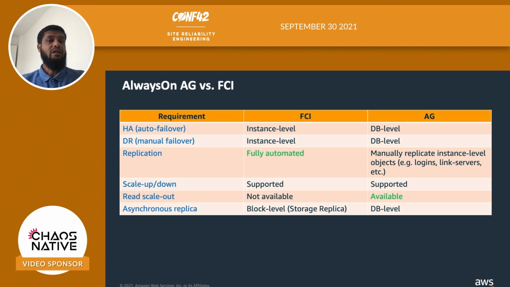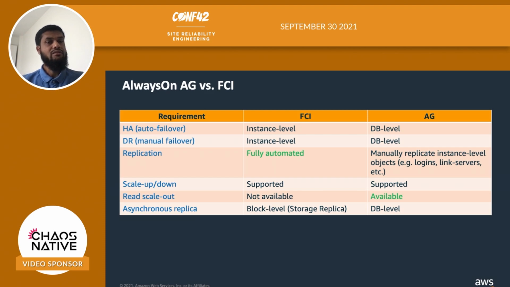Whereas with availability groups, you'll have to manually replicate the instance level objects, for example logins and linked servers, etc. Scale up and down in FCI is supported, because you can add extra instance nodes if you like. On AGs, same thing. You can add extra nodes and extra copies, apart from basic availability groups. Read scale out on FCI is not available because you can only have one primary and the rest are passive nodes.